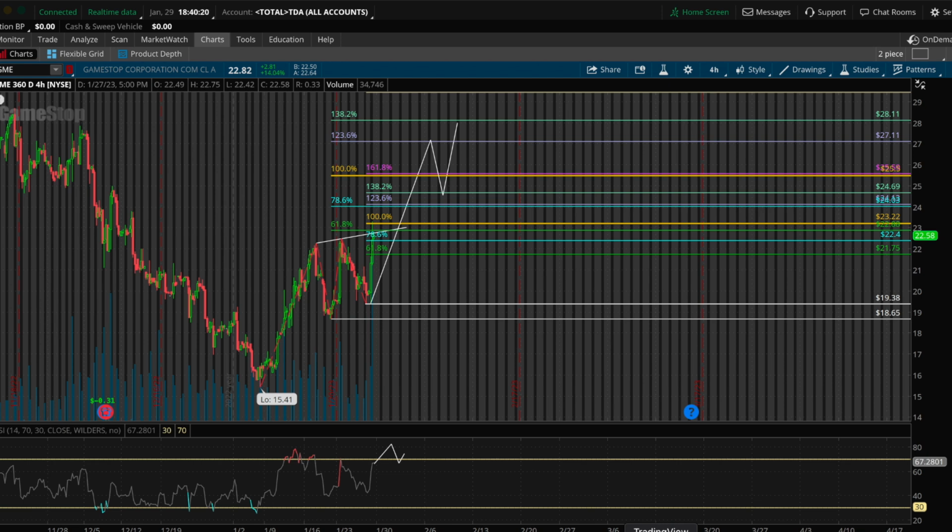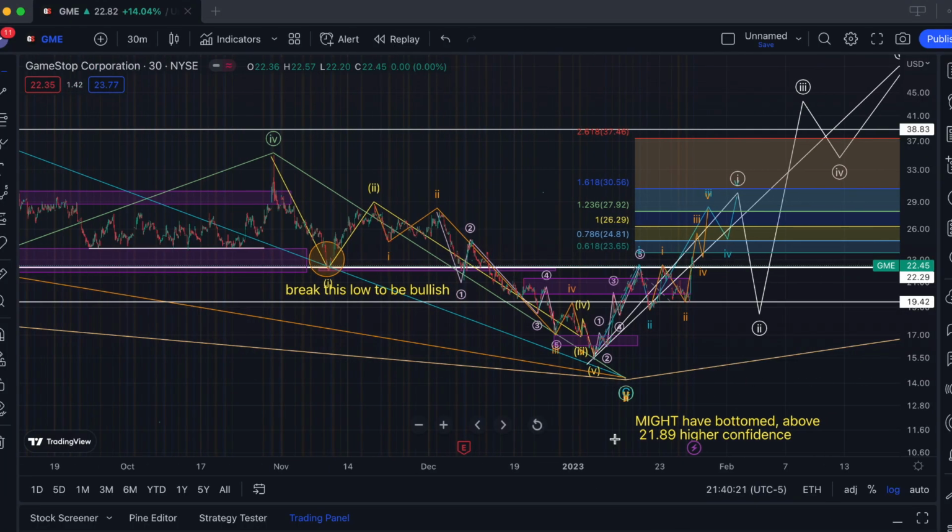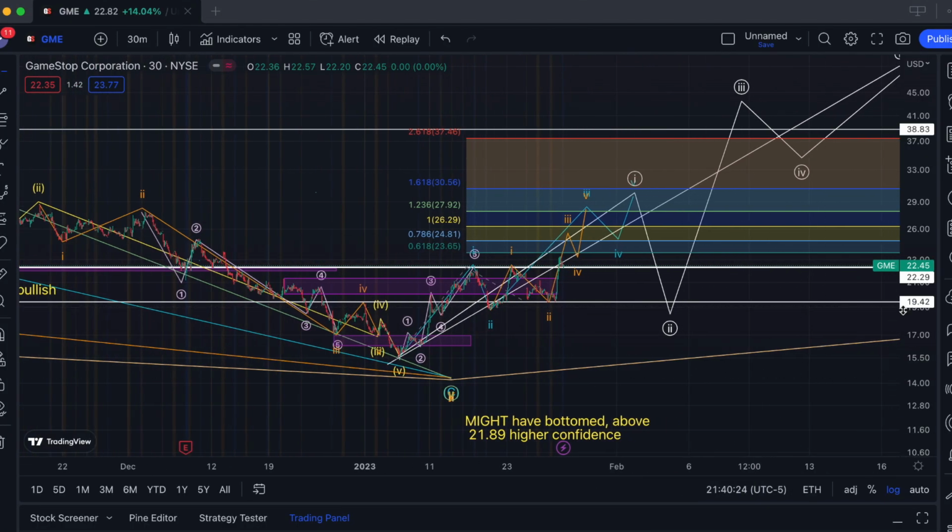Again, just forecasting here. I don't know if there's too much else to add. I mean, I like to keep it pretty simple. I have been accumulating.